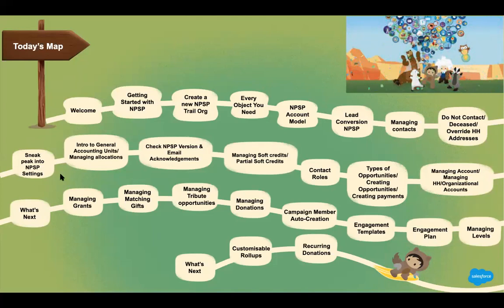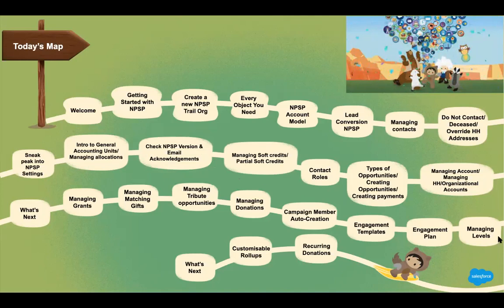Now, managing accounts, different types of accounts, like household. This HH is for household accounts, organizational accounts, types of opportunities, how to create those, how to manage those, contact roles, managing soft credits, partial soft credits, checking the NPSP version and email acknowledgement, how you can send it from NPSP, intro to general accounting units, managing allocations, and a sneak peek into NPSP settings.